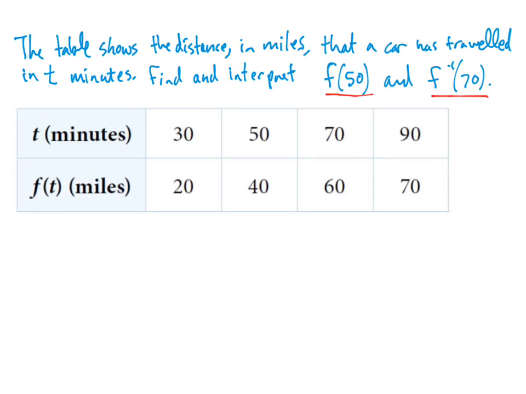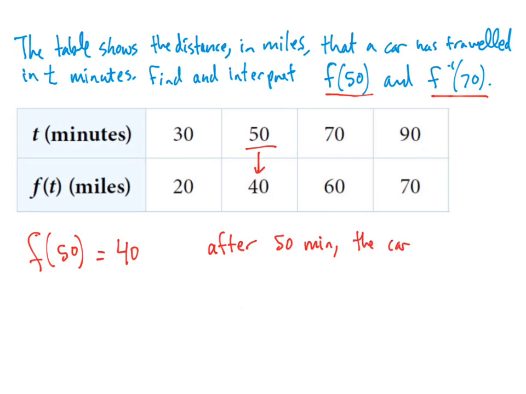All right, let's look at f of 50 first. F of 50. What this means is, at 50 as the input, what is the output going to be? Well, the input on the regular function is the number of minutes. So when a car has traveled 50 minutes, it has gone 40 miles. So this means after 50 minutes, the car has traveled 40 miles.